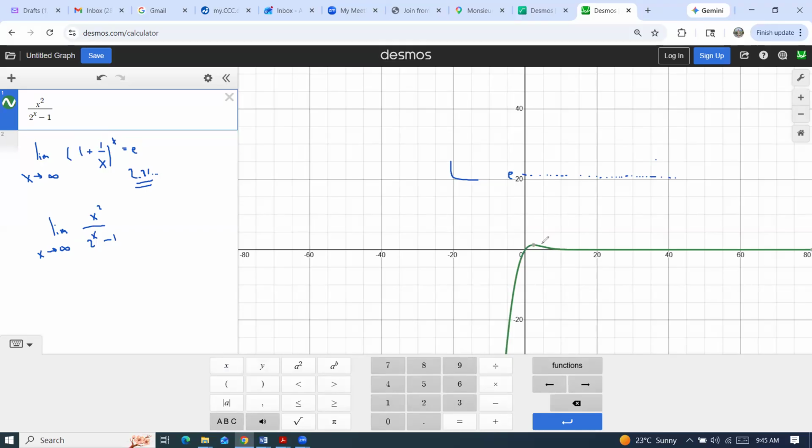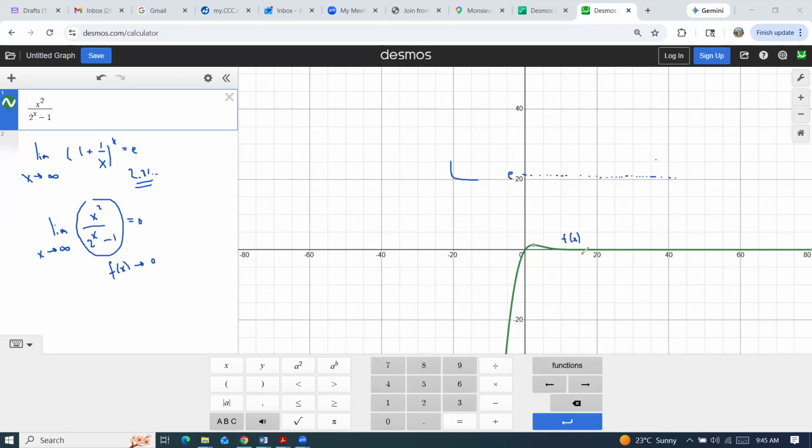You can see that this function f of x, which is my expression here, is turning into what? 0, right? So the limit of that is 0. We see it from the graph.